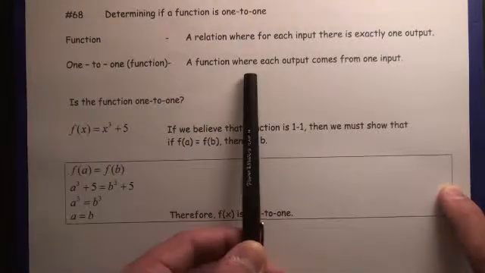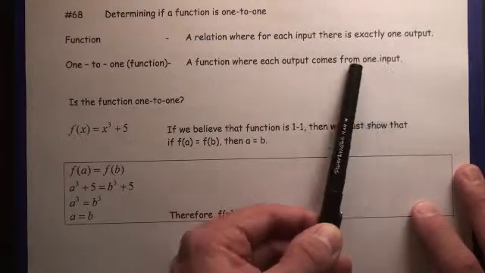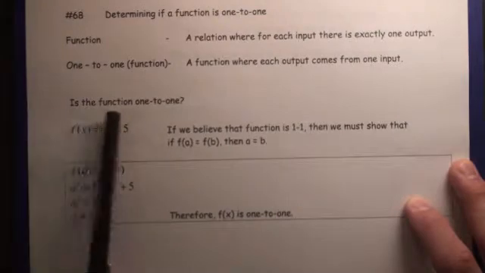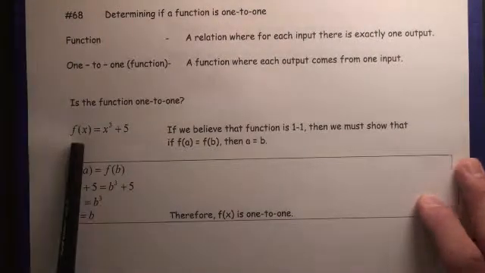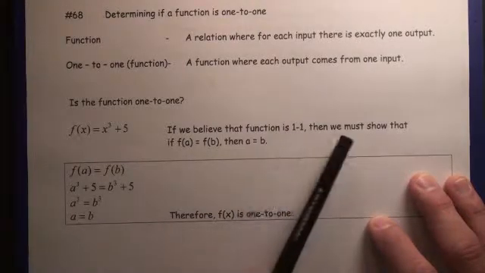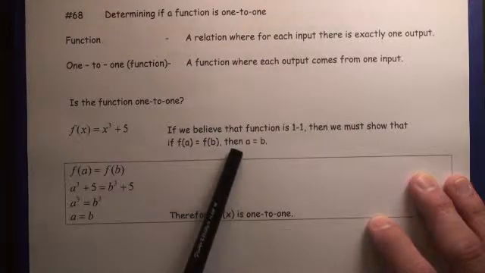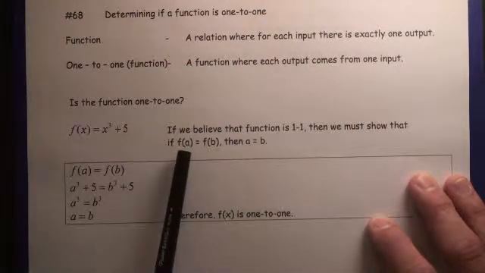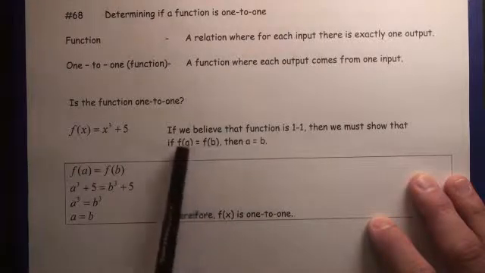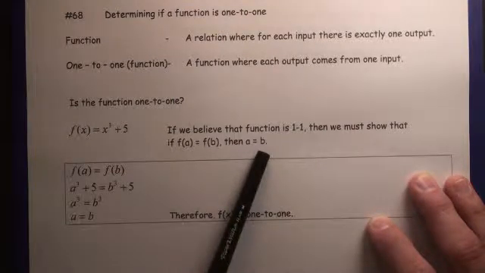A function where each output comes from exactly one input. So now we're going to say, okay, is the function one-to-one? Is f of x one-to-one? Well, if we believe that the function is one-to-one, then we must show that if f of a equals f of b, then a equals b. In other words, if these two outputs are the same, the only way that would happen is if the inputs were exactly the same. Okay?